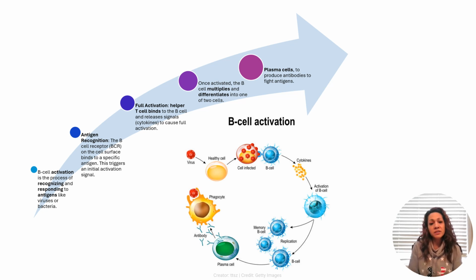And then memory B cells, they have a great memory, so they're going to remember this invader for future battles because they're part of our adaptive immune response team. So they have learned from this experience and they're going to know how to react when they encounter this situation again.